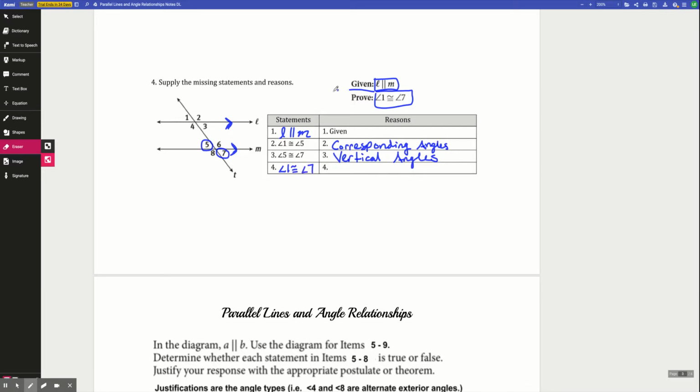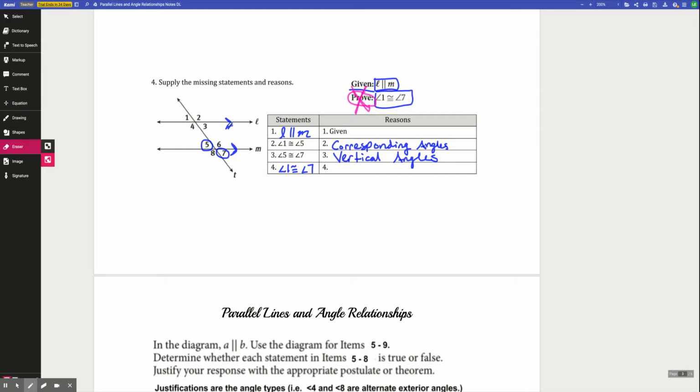Now one thing I want to make sure I mention in this video, because I cannot remember if I mentioned it in the proofs video, is that this word right here, prove, is never, ever a reason. Don't put it in your reasons column. You're never going to use it as a reason. It's not a reason. Prove is what you are trying to do, so you can't use it as a justification, okay?